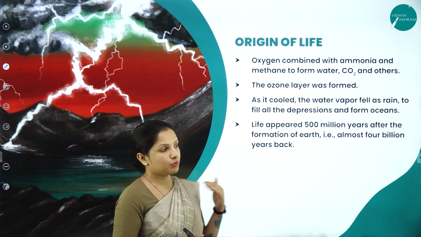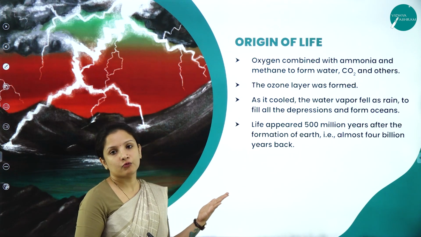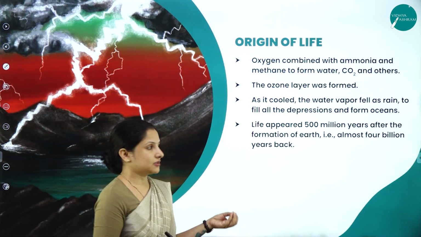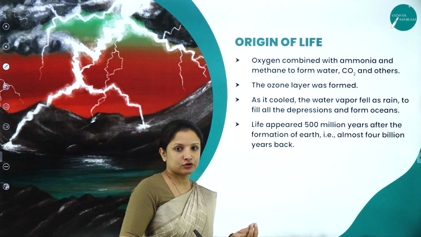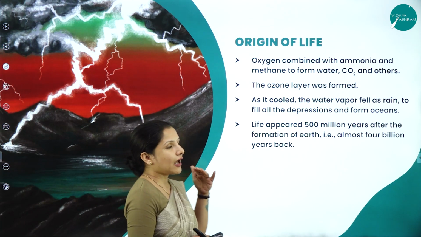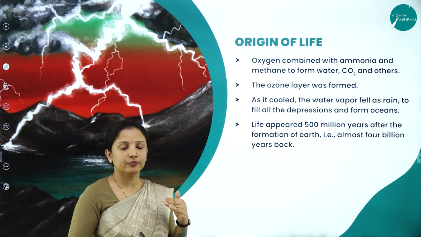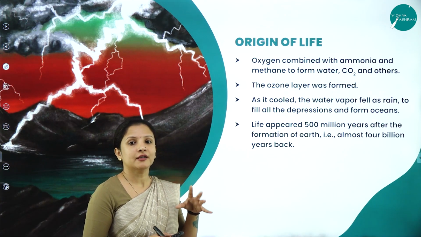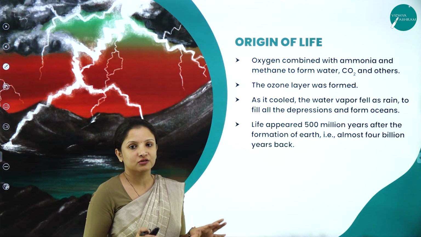Oxygen combined with ammonia and methane to form water, carbon dioxide and some other forms of gases. And the ozone layer was also formed during that time. And as the earth went on cooling down, because water vapor escaped, rain started coming, the earth started cooling down because a lot of water bodies got created.